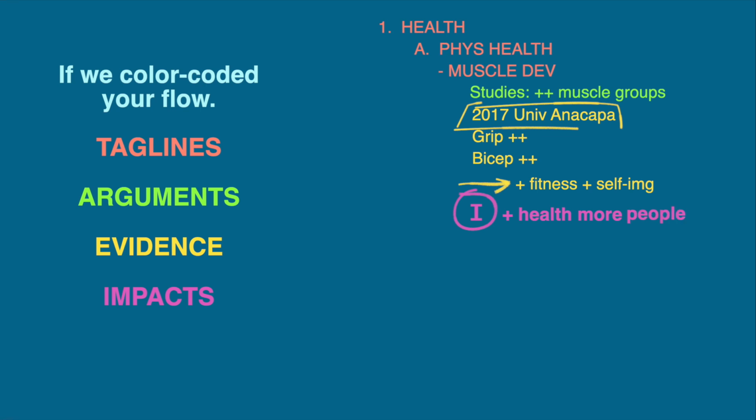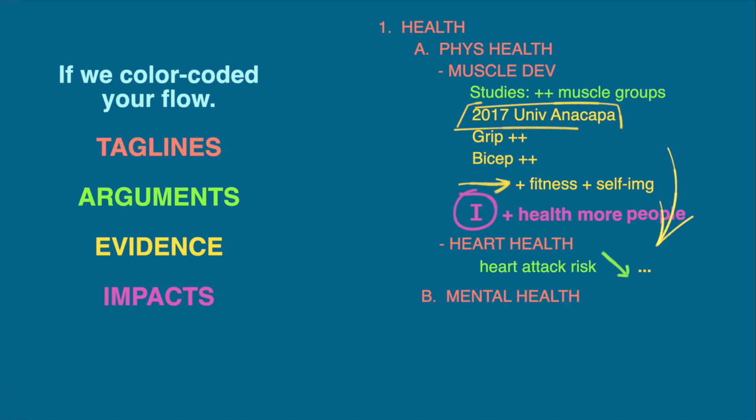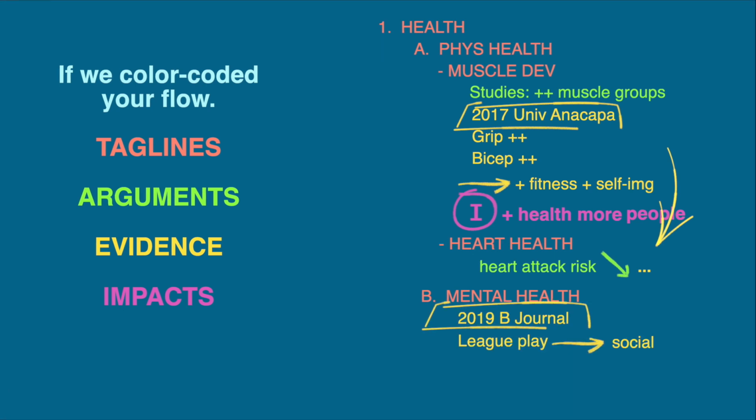A second subpoint, under subpoint A, is heart health. The same 2017 study found that risk of heart attack was reduced by blah, blah, blah, go on. And then you could go into subpoint B, mental health. In a 2019 article in Bowler's Journal, it was found that league play helps with social connectedness, and on and on. My second contention is inclusivity. Subpoint A, all ages. So it goes on.